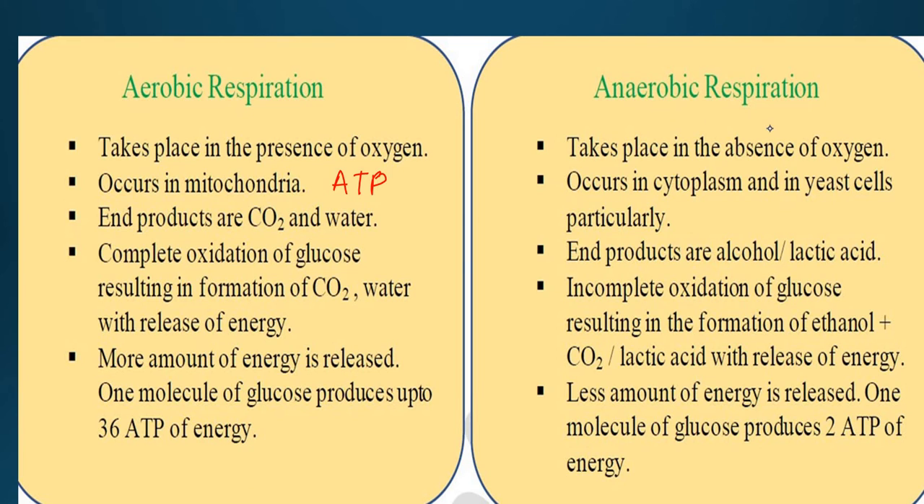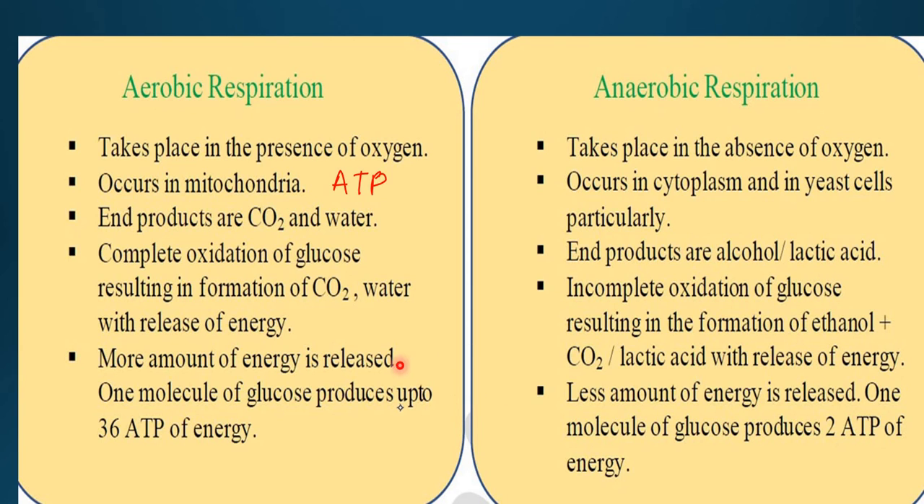Now anaerobic, as compared to aerobic, which was in the presence of oxygen, takes place in the absence of oxygen, as the word indicates, without air. Aerobic occurs in mitochondria, but anaerobic respiration occurs in the cytoplasm and particularly in yeast cells. Here the end products are alcohol or lactic acid, because there is incomplete oxidation of glucose, which results in the formation of alcohol and lactic acid with release of energy.